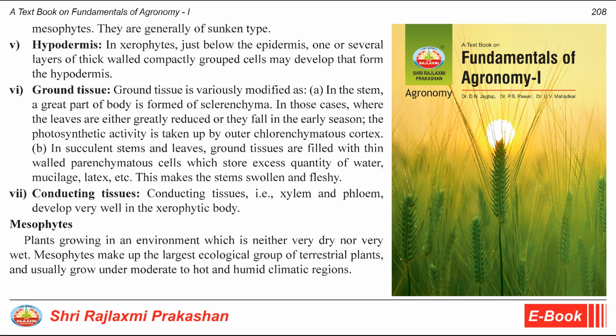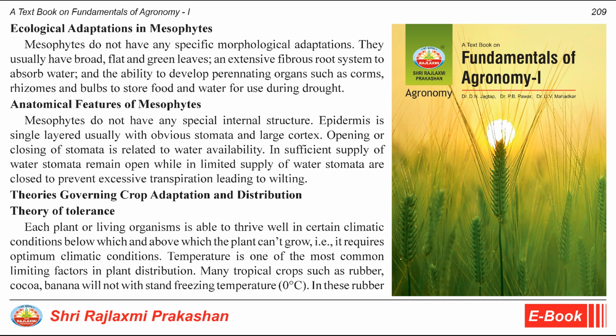Mesophytes make up the largest ecological group of terrestrial plants and usually grow under moderate to hot and humid climatic regions. Ecological adaptations in mesophytes. Mesophytes do not have any specific morphological adaptations. They usually have broad, flat and green leaves, an extensive fibrous root system to absorb water, and the ability to develop perennating organs such as corms, rhizomes and bulbs to store food and water for use during drought.